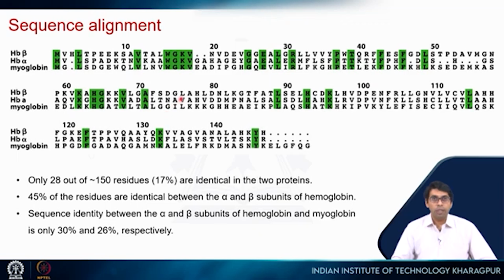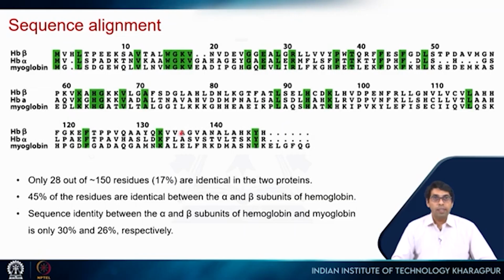So, what do I mean by similarity? For example, if I look here, the hemoglobin alpha chain has a valine, the beta chain has a leucine, and myoglobin also has a leucine. Now, if you look at the chemical structures of valine and leucine, they are very similar, only one carbon difference, right. Both are hydrophobic, both have 2 methyl groups. So, you can imagine that we can more often replace a valine with a leucine or a leucine with a valine. So, valine and leucine are residues which are similar.